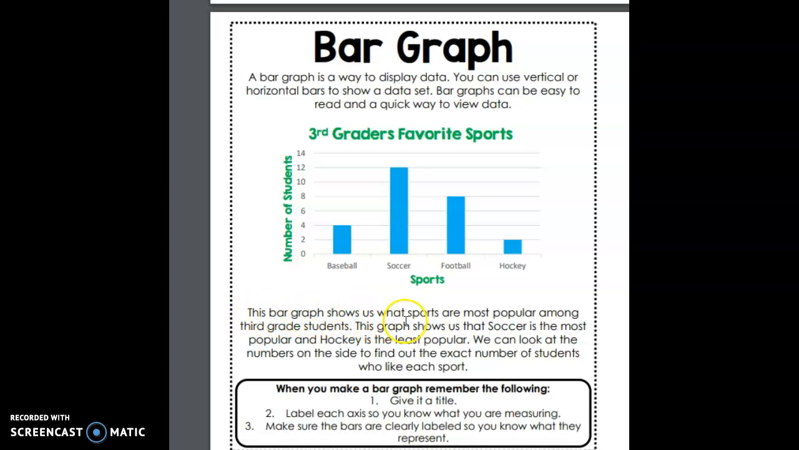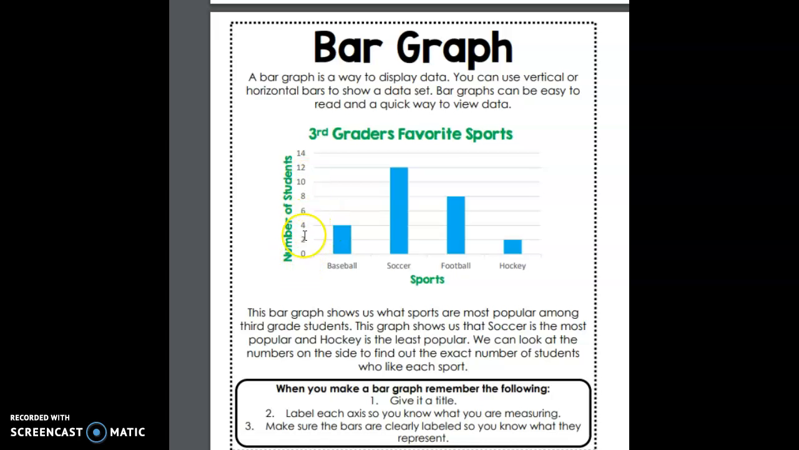This bar graph shows us what sports are most popular among third grade students. All right, so we have baseball, soccer, football, and hockey. These are the sports that they asked third graders which ones they liked. And baseball has 4, so you would go to the top of your bar, go all the way over, and that would be a 4. You would go to the top of your bar, go all the way over, and that would be a 12. Top of your bar all the way over, and that's an 8. And then top of your bar all the way over, and that's going to be a 2.